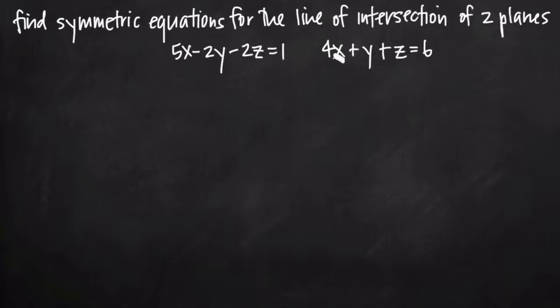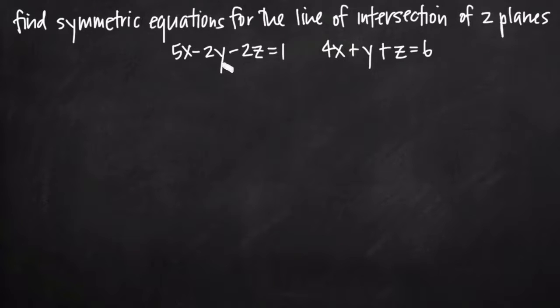Based on that information, if we can find normal vectors for both of these planes, then we can take the cross product of those normal vectors, and that'll give us a vector which is perpendicular to both of the normal vectors, or which is parallel to our line of intersection.